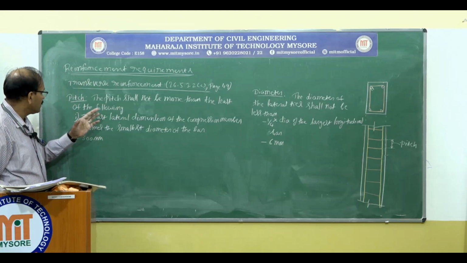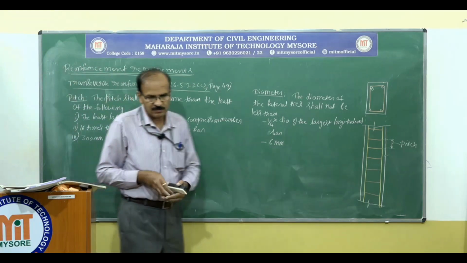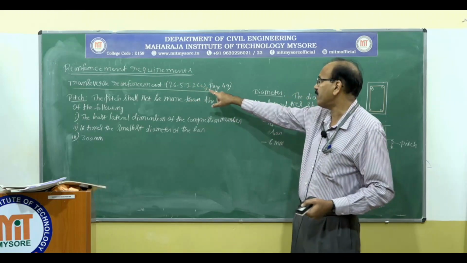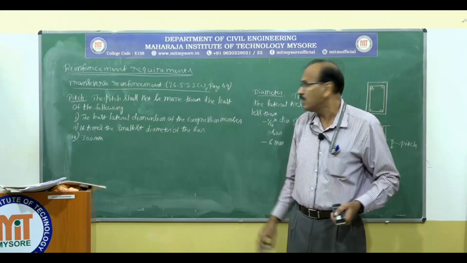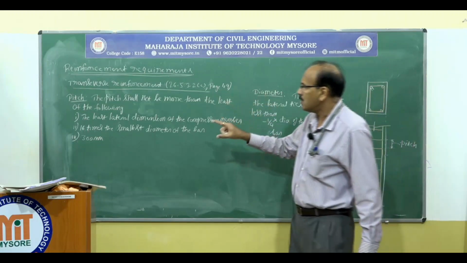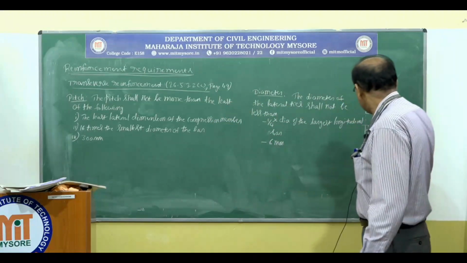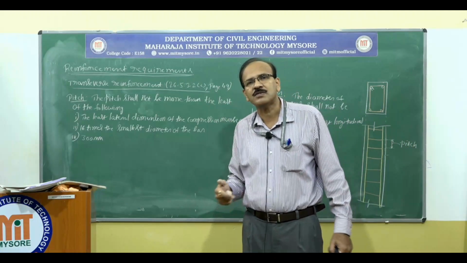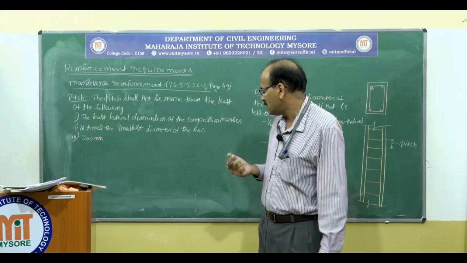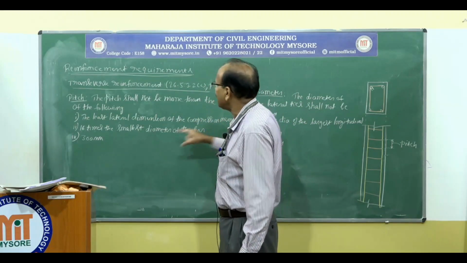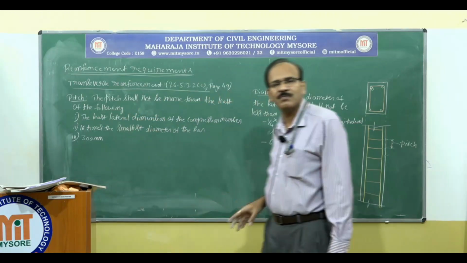Okay. So let us go point by point. This is given in the code. If you go to 26.5.3.2c, page 49, you get these points. As I explained before, this is the pitch, that is the vertical distance between two successive lateral ties. So the pitch shall not be more than the least of the following.